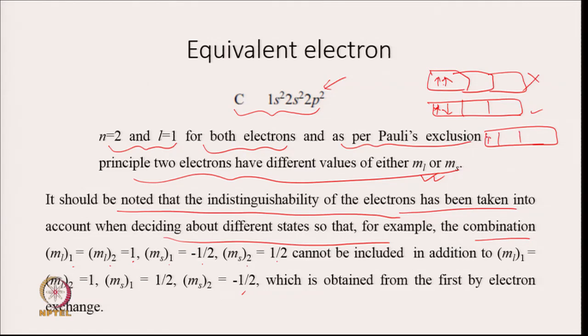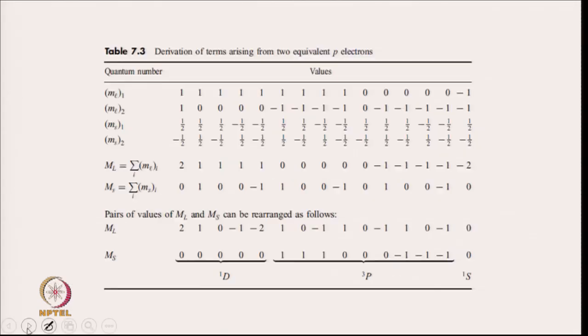writing this as down, this as up, this is not going to help. Thus, it violates the indistinguishability of 2 electrons. So, these two are not different. So, now we are going to write the different combinations of quantum numbers for these 2 electrons, and then we are trying to find out the terms.